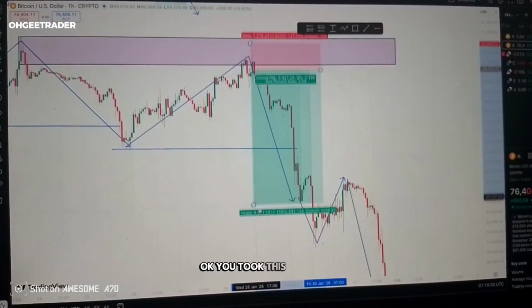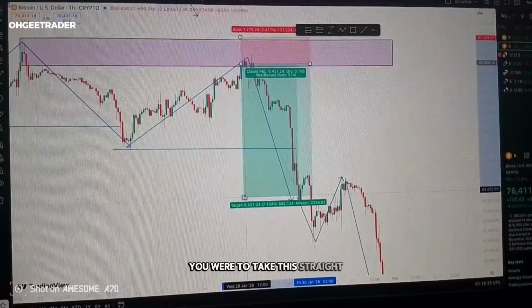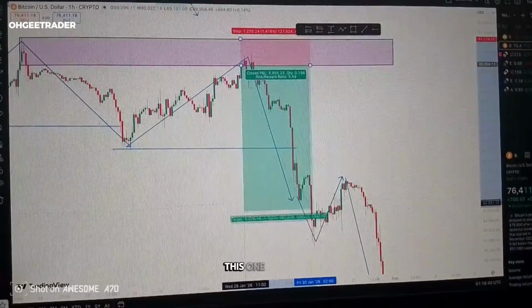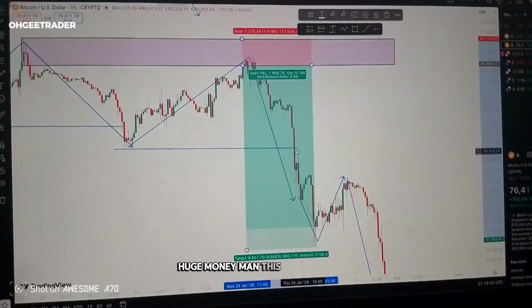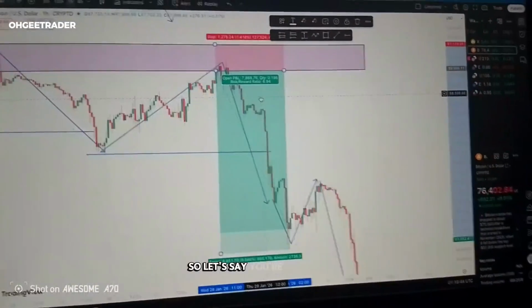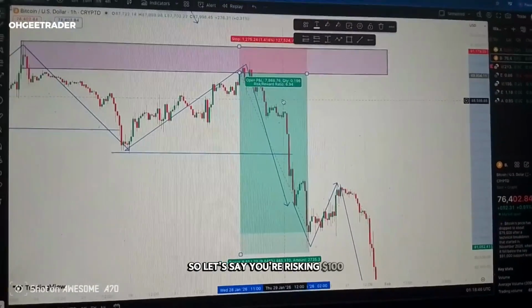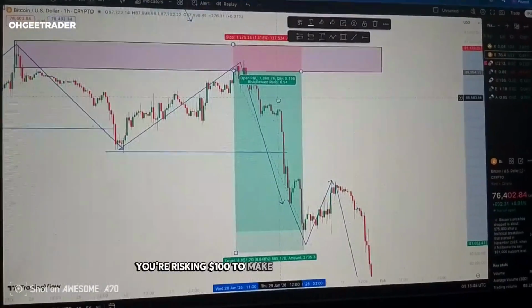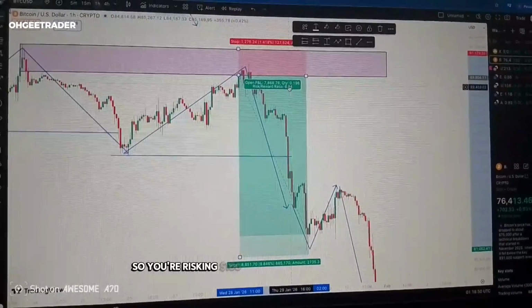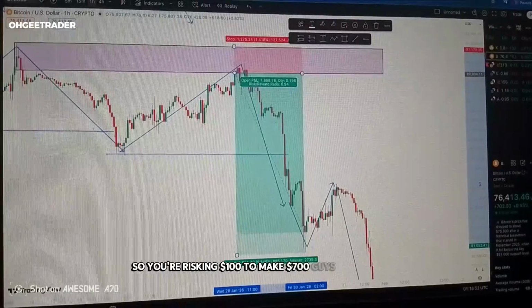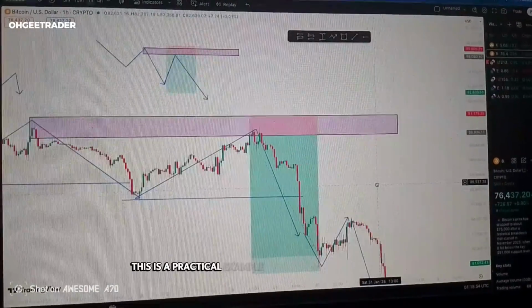If you were to take this trade, this is some huge money, man. It's a 1:6, almost a 1:7. So let's say you are risking $100 to make $700, guys, in this trade. This is a practical example here.